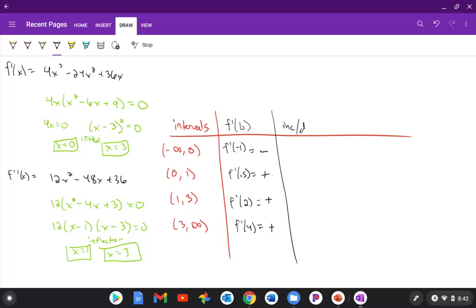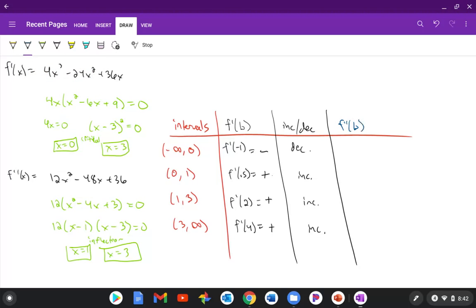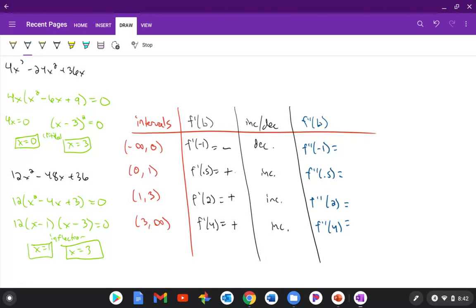So for increasing, decreasing, we got decreasing, increasing, increasing, increasing. Then we can go ahead and switch to our second derivative. Switch to blue. So f double prime of x. We can probably plug in the same numbers, -1, but you do need to show what you're plugging in. Again, this is all evidence for an AP question to prove basically anything that you want to about this polynomial function. You might even be asked to make one of these charts.